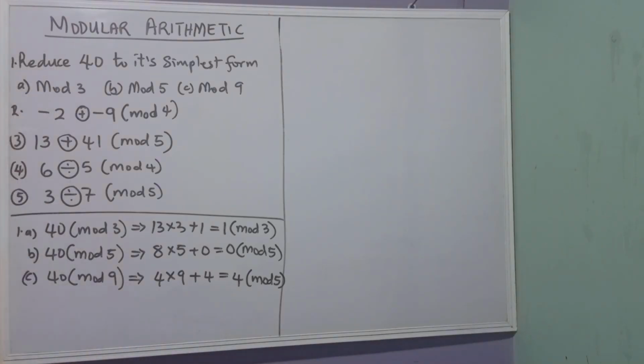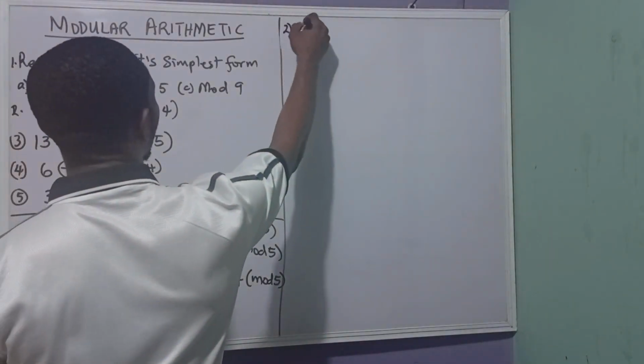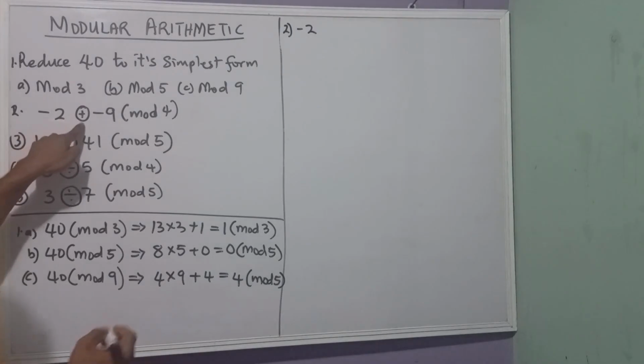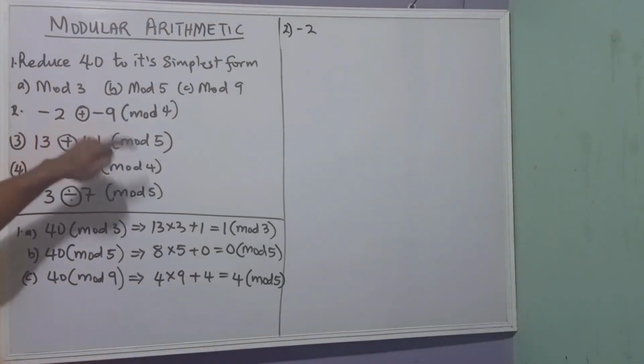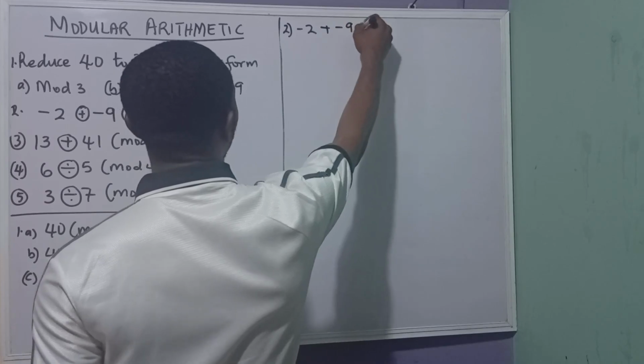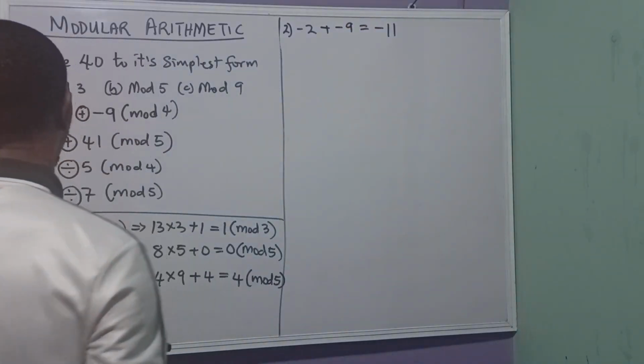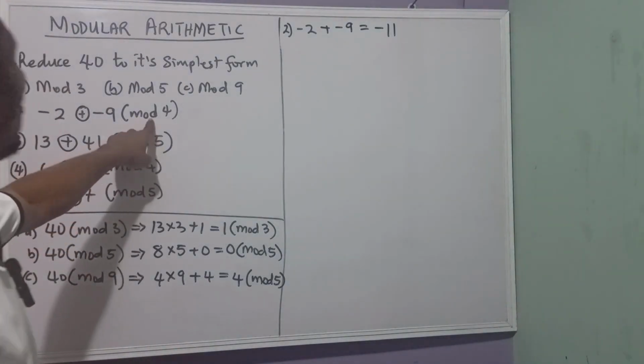Okay, looking at question 2, our question 2 says minus 2. The operation here is addition. So we are looking at minus 2 plus minus 9, which gives us minus 11. Alright, minus 11 in mod 4.